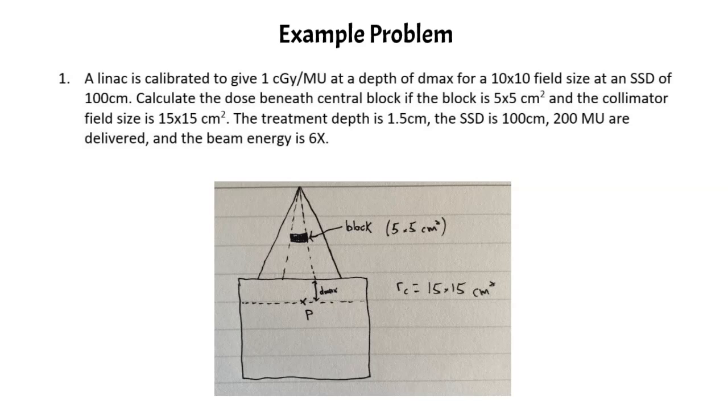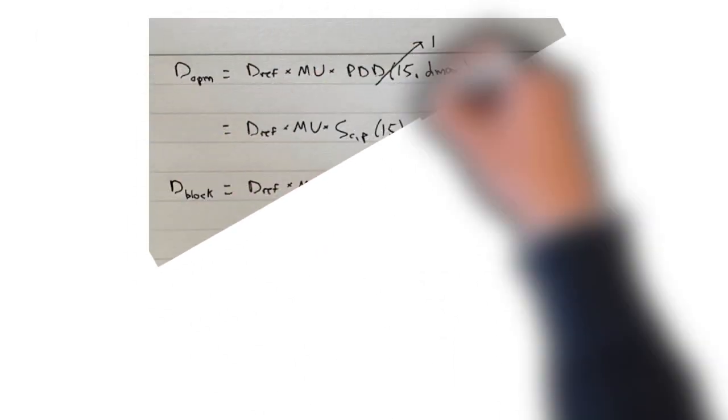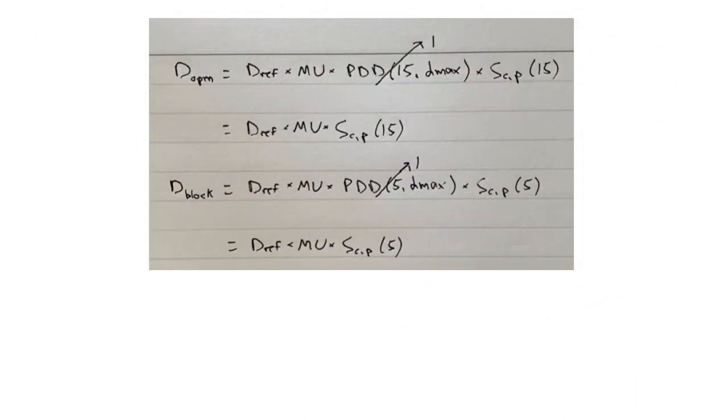So the equation here is very simple. We just apply the PDD formalism because we're at 100 centimeter SSD, and since we're calculating at Dmax, the PDD term actually is just 1 because the PDD is normalized to Dmax. So really all we need is the scatter factor for the open field size and the scatter factor for the blocked field size. And this is the total scatter factor because the collimator and phantom scatter factors use the same field size in this instance.